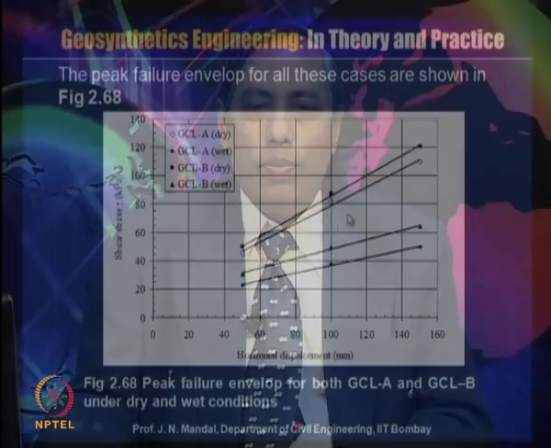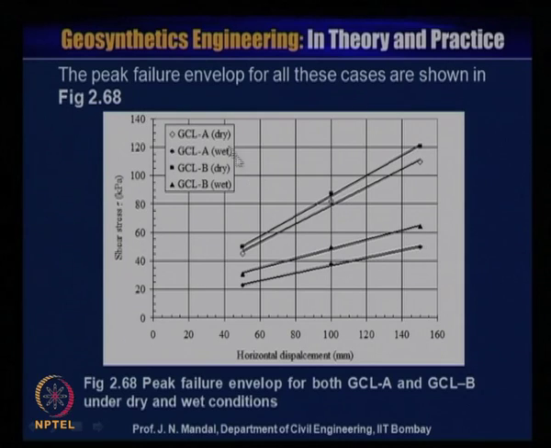Now, this figure shows the peak failure envelope for the geosynthetic clay liner A and B, both in dry and as well as wet condition. So, the peak failure envelopes for all these cases are shown here. This is the relationship between the shear stress versus the horizontal displacement. You can see that shear stress is increasing with the increase of the horizontal displacement. Whether it is dry or wet, the failure envelope is almost the same in nature.